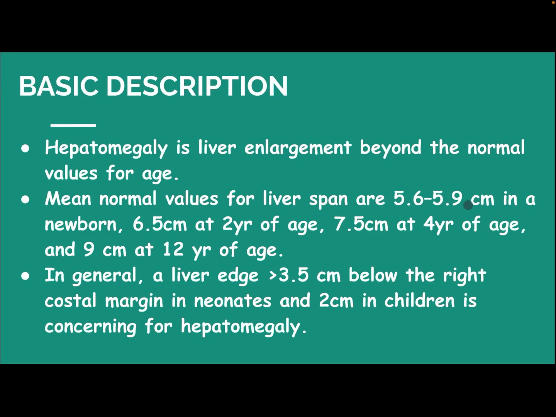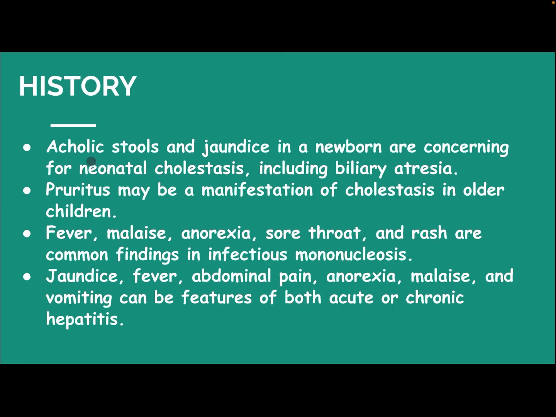Mean normal values for liver span are 5.6 to 5.9 cm in a newborn, 6.5 cm at 2 years of age, 7.5 cm at 4 years of age, and 9 cm at 12 years of age. In general, a liver edge more than 3.5 cm below the costal margin in a neonate and 2 cm in children is concerning for hepatomegaly.